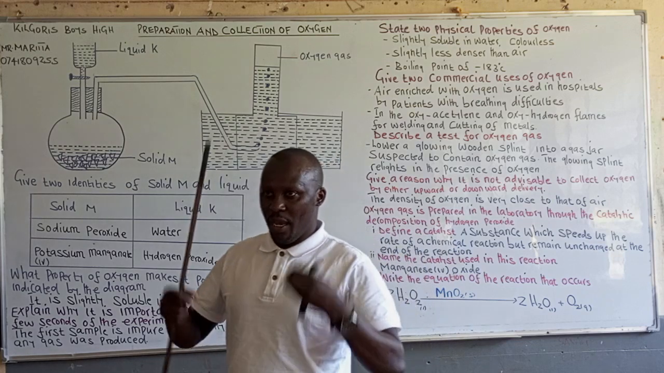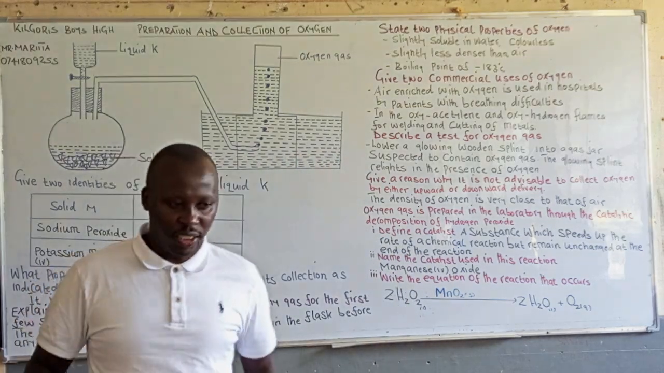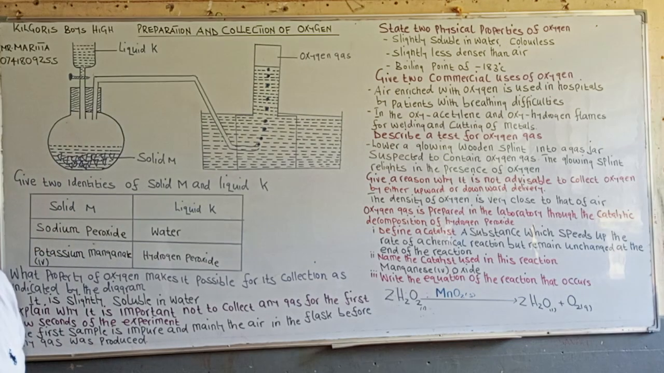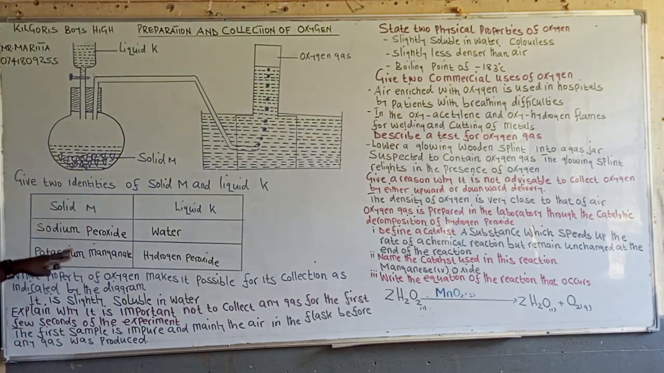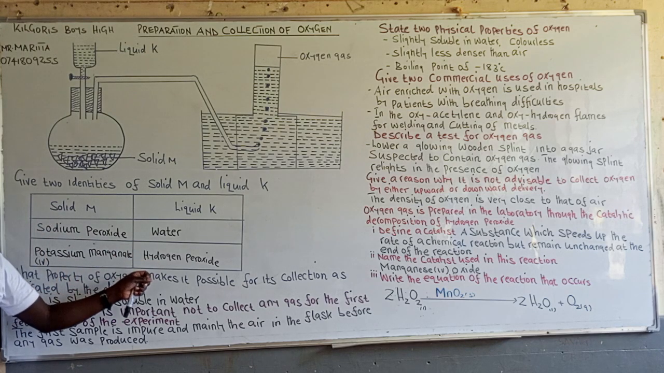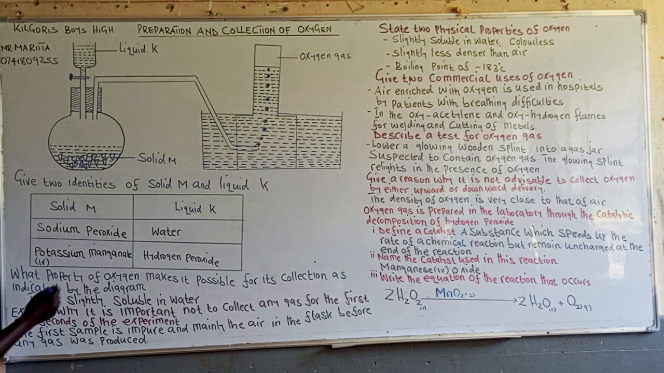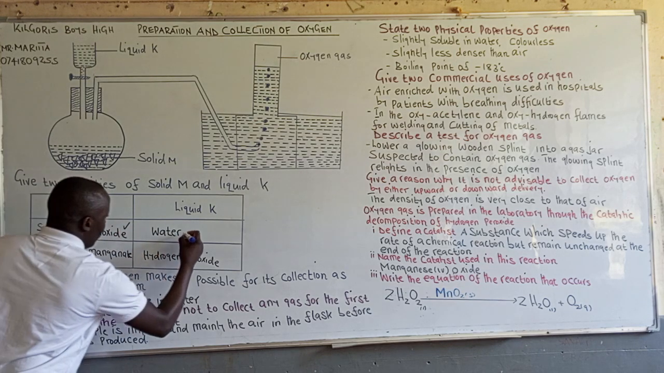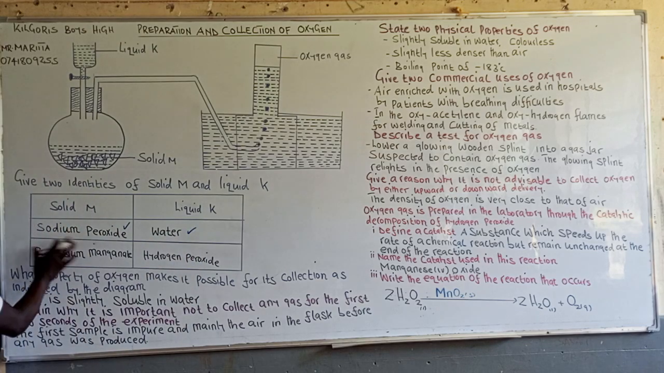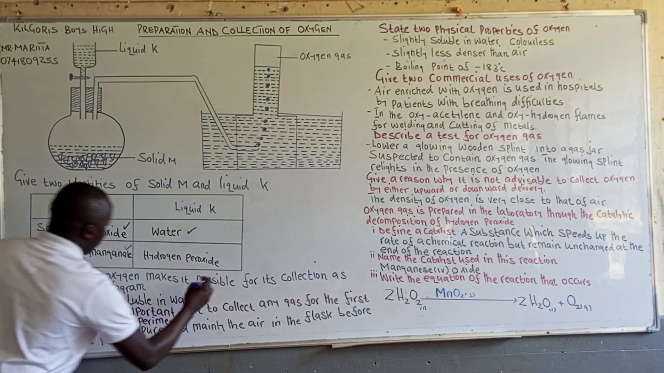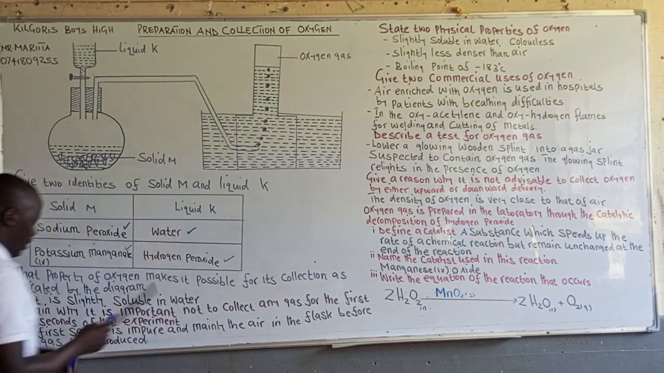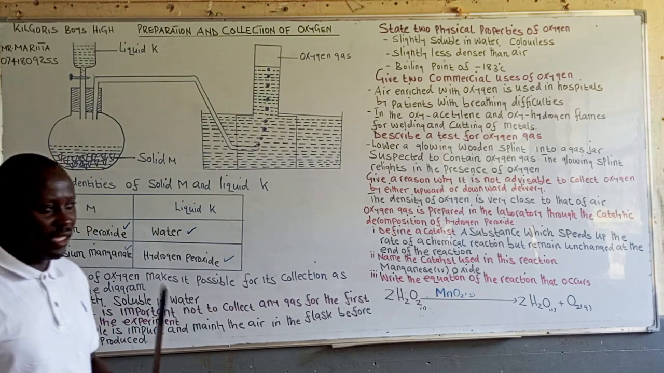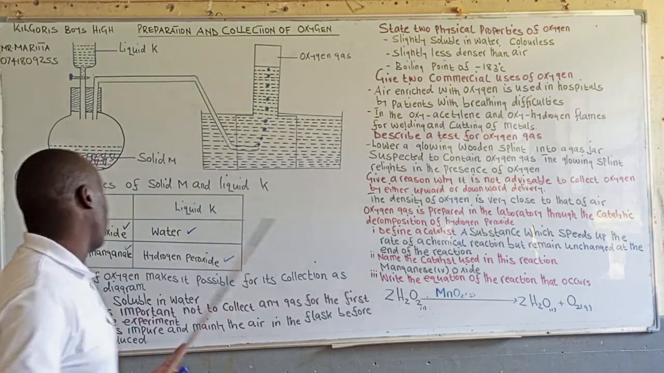And note this one: a pair of reagents must be correct for one to score. So you cannot say that we have sodium peroxide as a solid, and then you indicate the liquid as hydrogen peroxide. That one is wrong because the pair of the reagents is not correct. So we have sodium peroxide, and then the liquid is water. Then you have potassium manganate 4, and then the liquid is hydrogen peroxide.